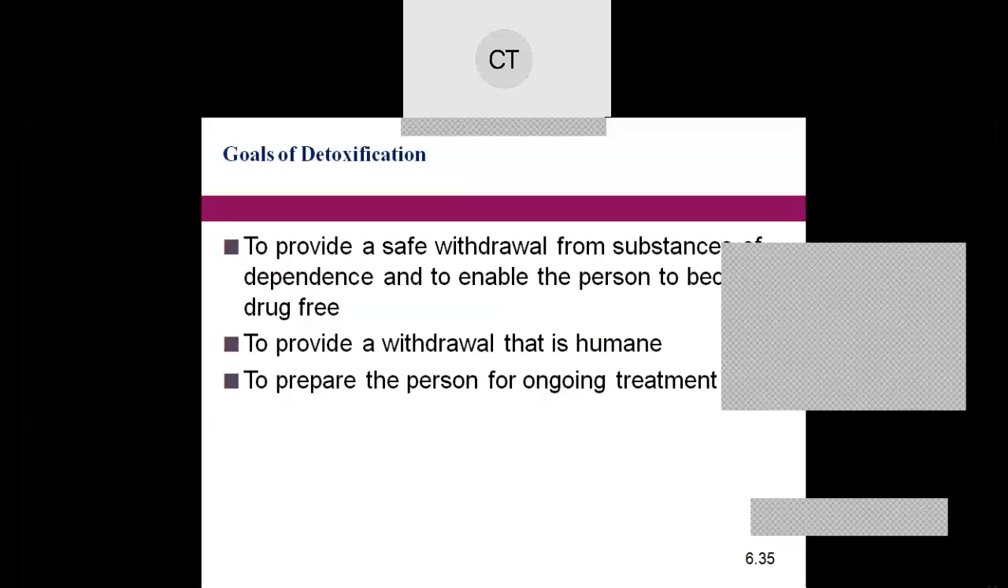Goals of detoxification. Why should we do detox? We consider the withdrawal symptoms very difficult to manage, and they can cause severe pain and severe issues to the client. So the clients who are undergoing withdrawal symptoms should be helped to handle their issues without much difficulty, because they are human beings. Also, detox is a preparation for further ongoing treatment. In other words, without doing detox, we cannot have further treatment.